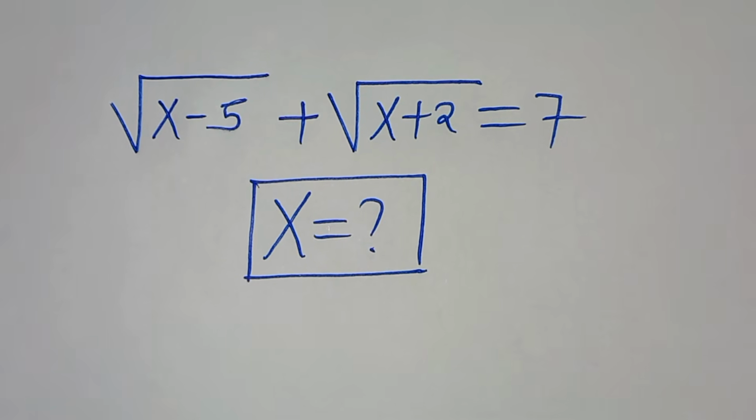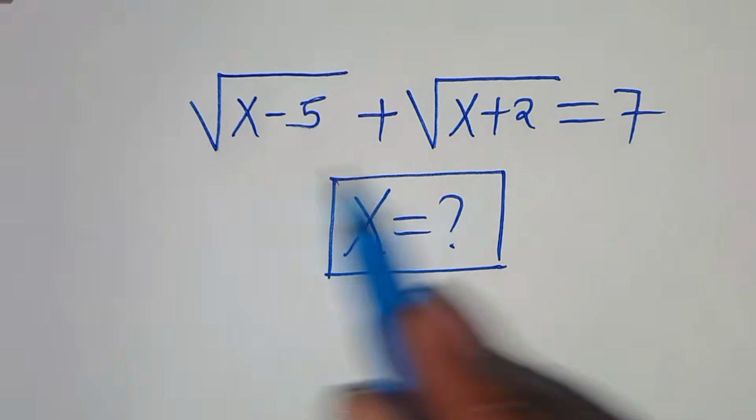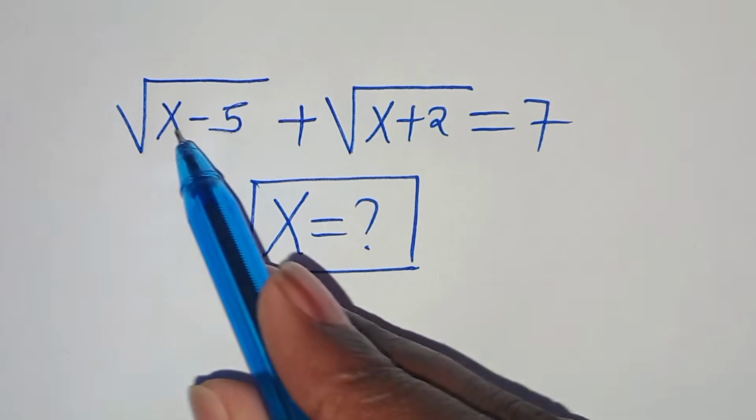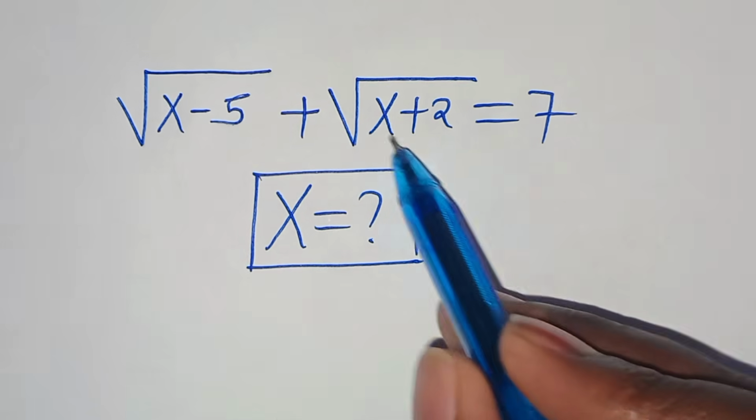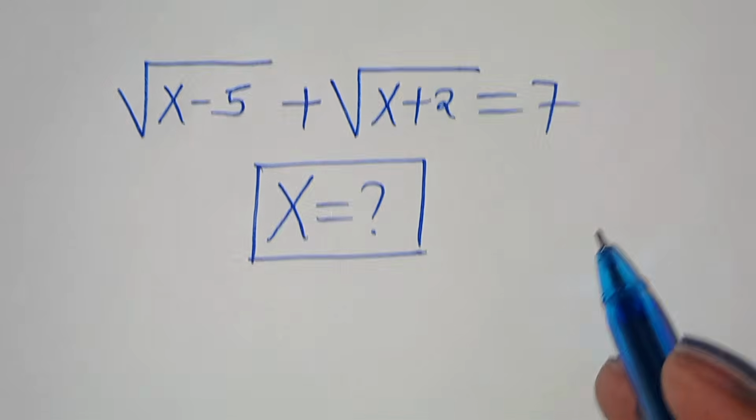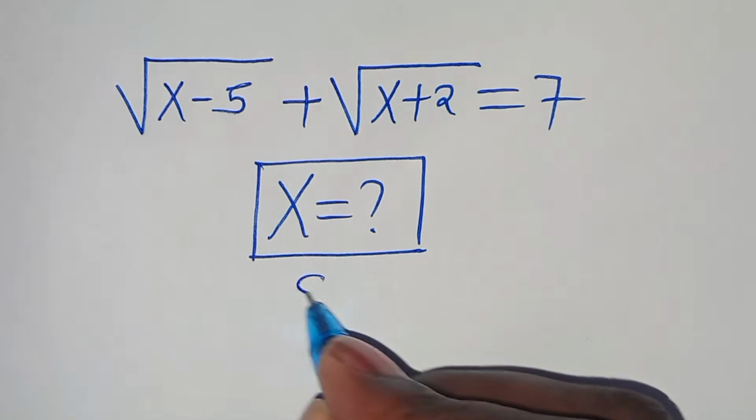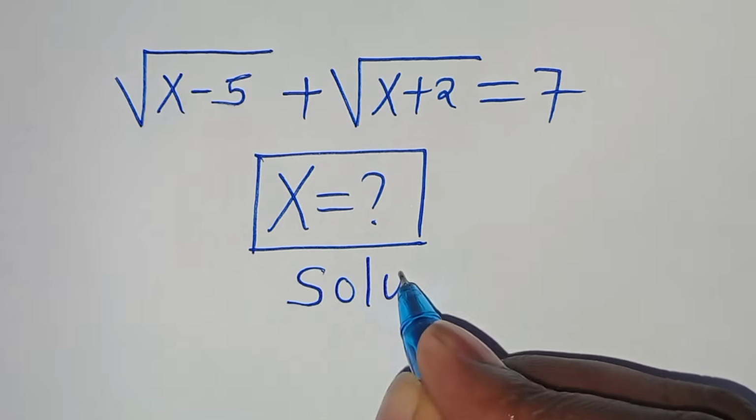Hello everyone, you're welcome to solve this nice square root math problem, which is the square root of x minus 5 plus the square root of x plus 2. This is equal to 7. So what is the value of x? Now let's provide a solution from here.